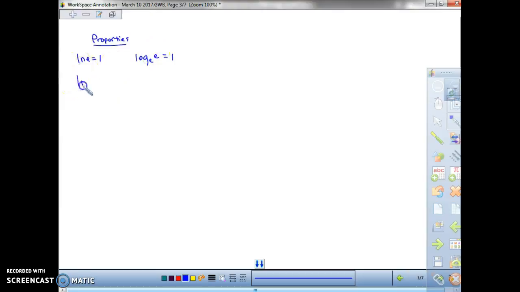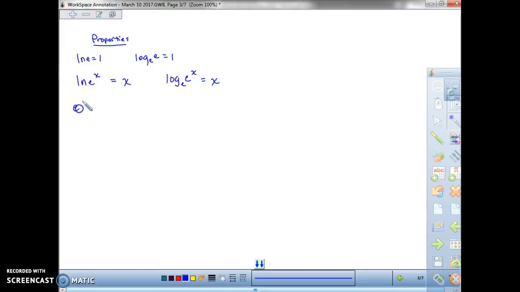The next one: if I have ln of e to some value such as x, it will simplify down to x. And this is the property we learned earlier this week, which is that log of a base, and then that same base to some value x, will simplify down to x. So ln of e to the x will be x.